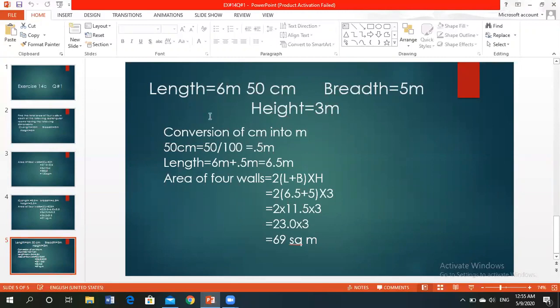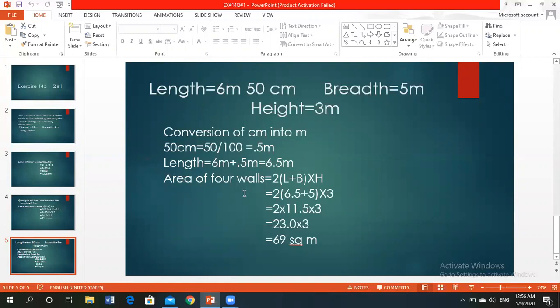Now the length of the rectangular room is 6 meters plus 50 centimeters, which means 0.5 meters. 6 meters plus 0.5 meters equals 6.5 meters. Now we have converted our length from centimeters into meters.